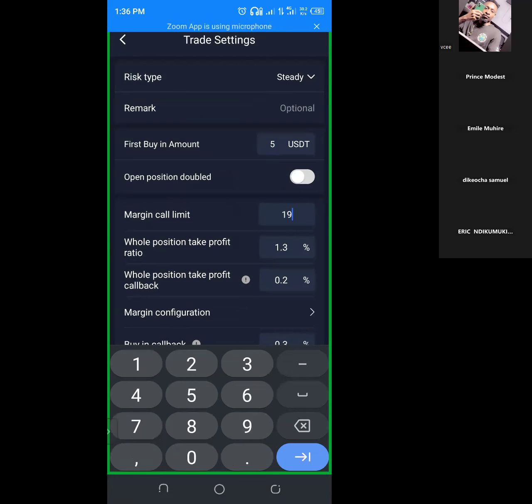No, you don't need to change that. Leave this as 7. The margin call limit, leave it as 7. We are not changing the margin call limit.